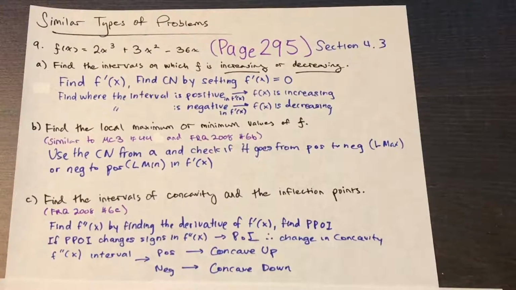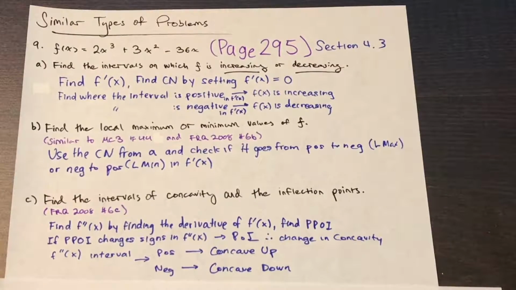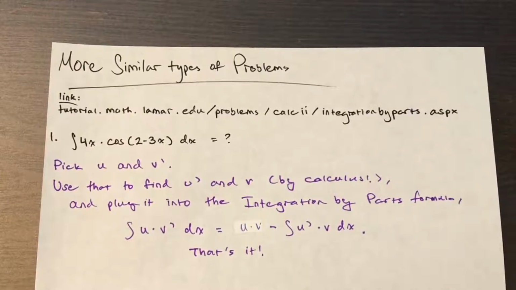So find f double prime by finding the derivative of f prime of x, find the possible points of inflection, then find the points of inflection by seeing the changes of signs in f double prime. Similar types of problems. The link is included above.